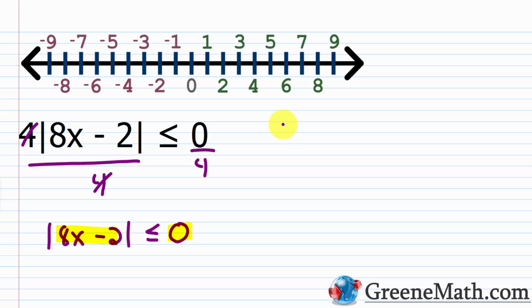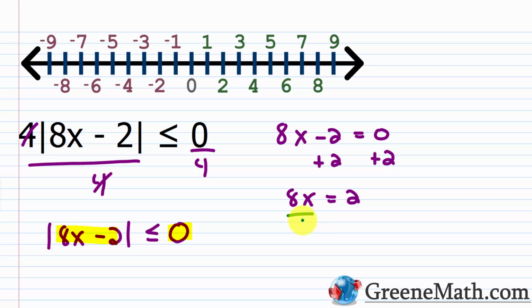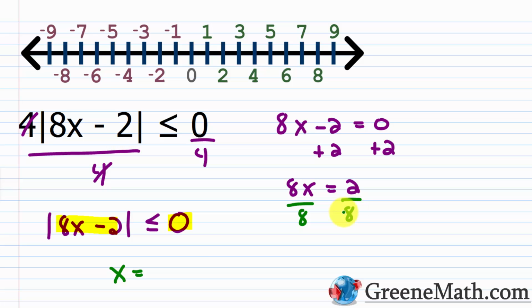So there's only one solution here. So 8x minus 2 is equal to 0. Add 2 to each side of the equation. You'll have 8x is equal to 2. We're going to divide both sides by 8. And we're going to get that x is equal to 2 over 8, which is 1 over 4, or 1/4. So the only way to make this true is if x is 1/4. This is not a range of values. If we looked at this on the number line, you would basically just go to 1/4. Let's say this is 1/4 here, and you would basically just put a dot there and say my solution is just that number.